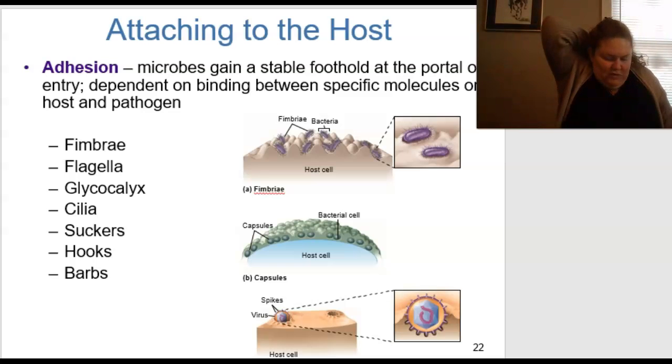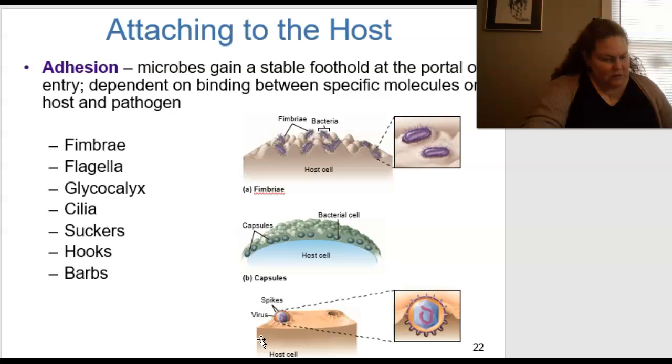So this is going to be figure 13.10. And so in A here, it's showing the different fimbriae, and these are minute bristle-like appendages. In B here, it's adherent extracellular capsules that are made of slime and other sticky substances. And then C here, these are viral envelope spikes.